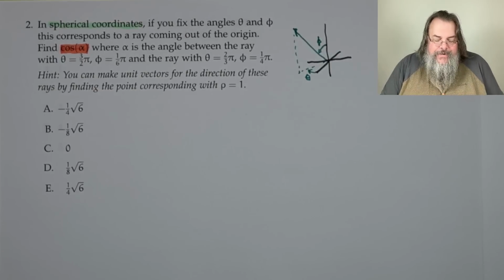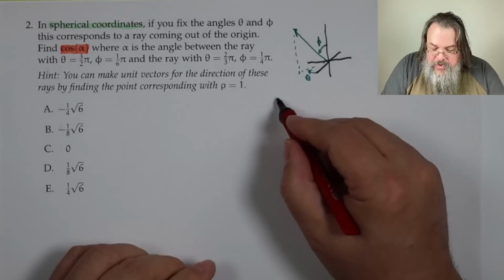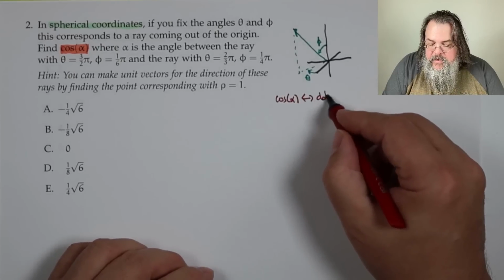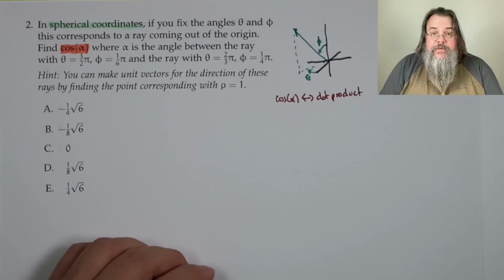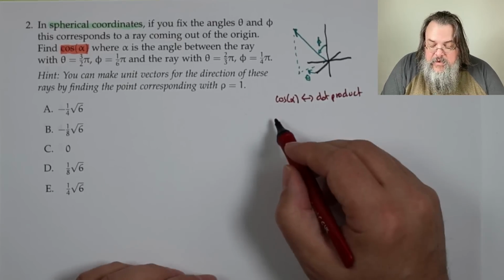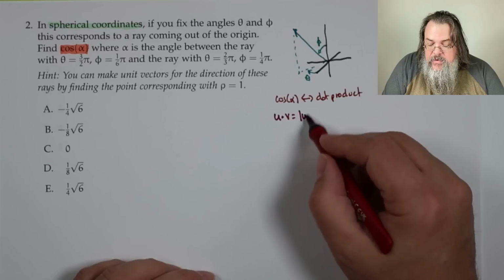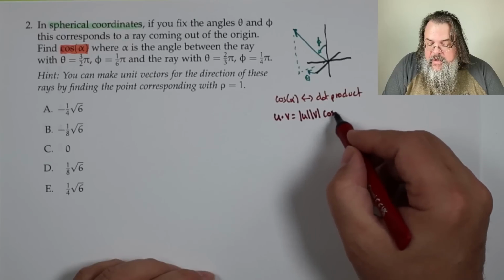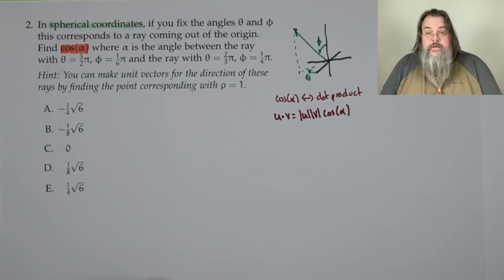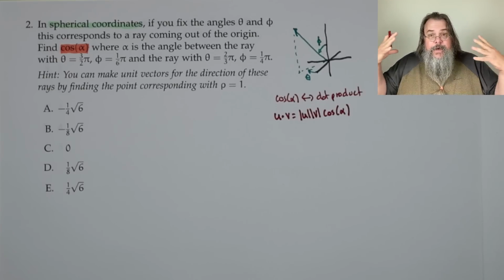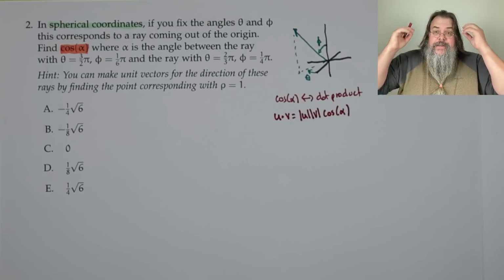And you might say, well, how is that a hint? Well, when you see cosine alpha, you should think dot product, right? That's what you tie cosine alpha to. Because there's a nice little formula. U dot V is magnitude of U, magnitude of V, cosine alpha. And in general, if you are looking for angles between things, dot product is the way to go.